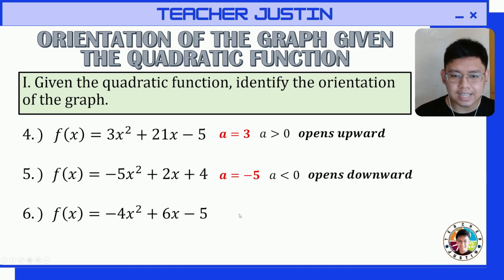Now, punta tayo sa last item natin. Let's get the value of A. It will be negative 4. And since it is also less than 0, it will be a parabola that opens downward. And that's it. That will complete our exercise.